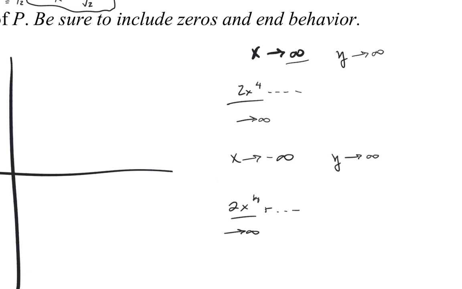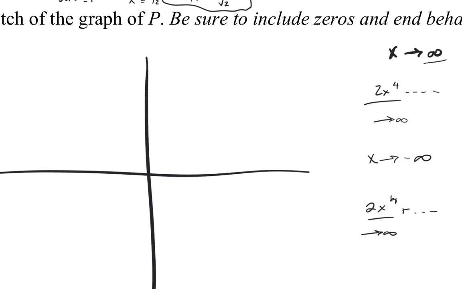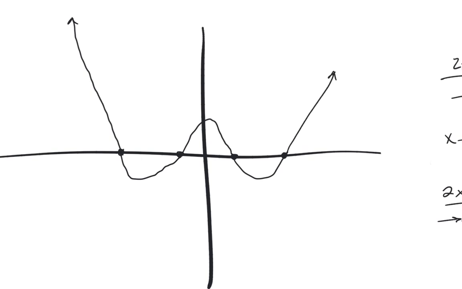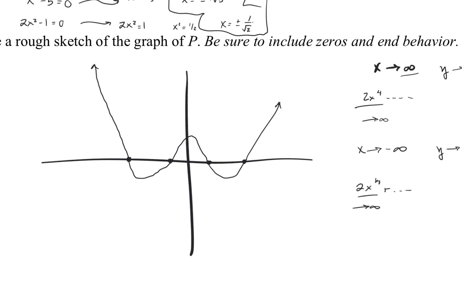And now, going back to our graph, plotting our zeros, we're going to have 1 at root 5, 1 over root 2, and then at our negative values. So it's going to come down from positive infinity to here. It's going to have a vertex down here, vertex up here, vertex down there, and it's going to go back up to positive infinity. And that is about what our graph is going to look like.